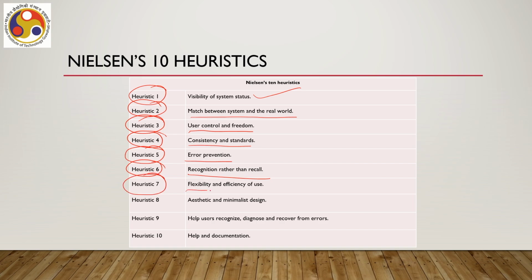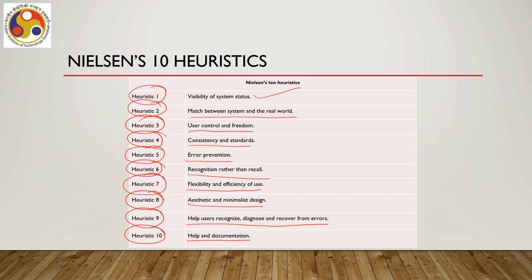Heuristic 7 is flexibility and efficiency of use. Heuristic 8 says aesthetic and minimalist design. The design should have a minimum number of elements and should be aesthetically pleasing. Heuristic 9, help users recognize, diagnose and recover from errors. Help users recover from errors, that is the main message. And the last, 10th heuristic is help and documentation. For any system there must be some help and documentation support provided.